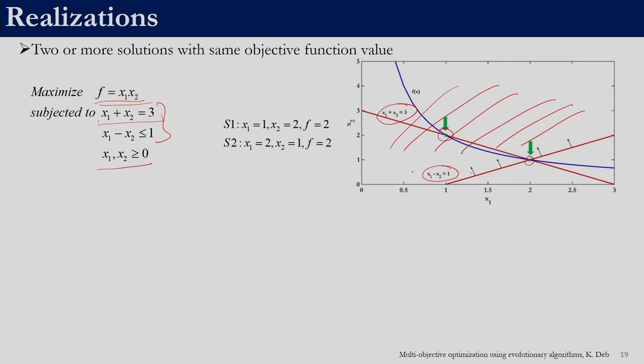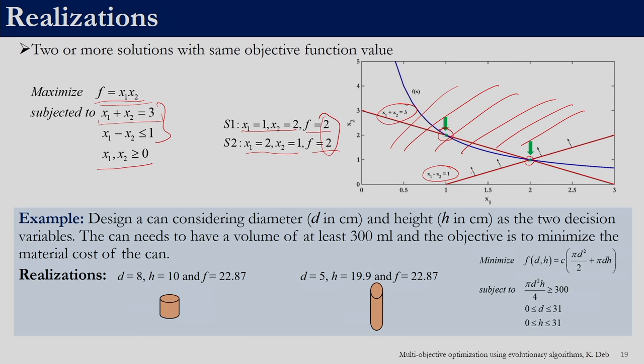So we have one more point over here in addition to this, right? Those two points are x1 equal to 1, x2 equal to 2, and x1 equal to 2 and x2 equal to 1. At both these places, the objective function value is 2, right? So these are called realizations: same objective function value but different decision variables. In one case the solution is 1 comma 2, and in the other case the solution is 2 comma 1. So this is again an example of realization, right?